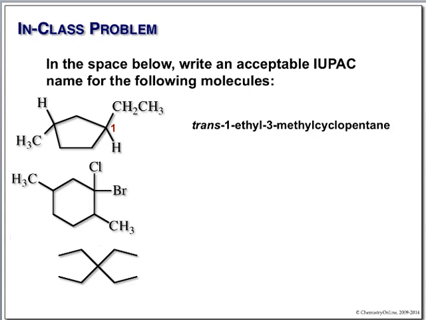Our next guy. I have a question. Okay. You went counterclockwise? Yes, because this gives us 1, 3. If we went this way, it would be 1, 4.